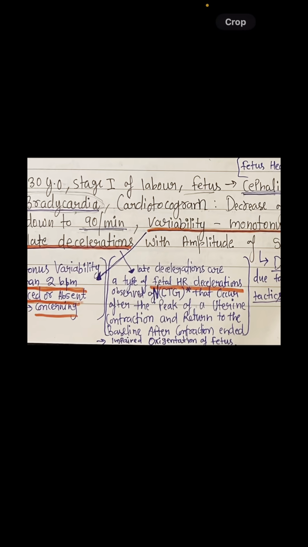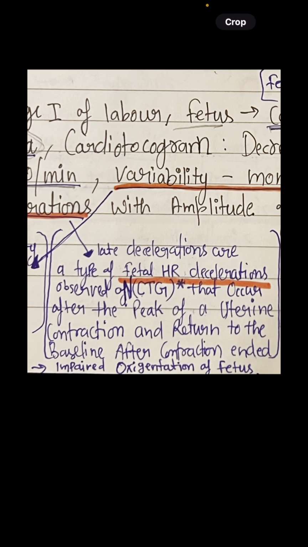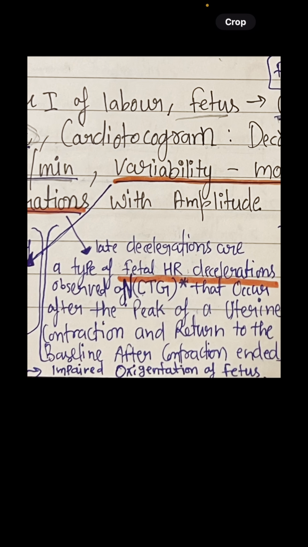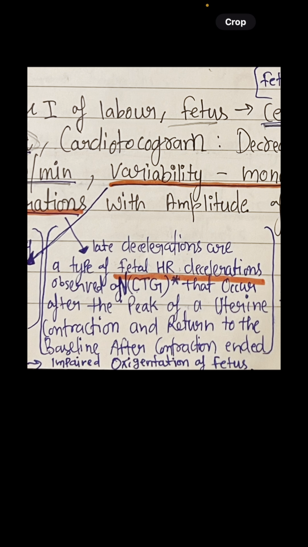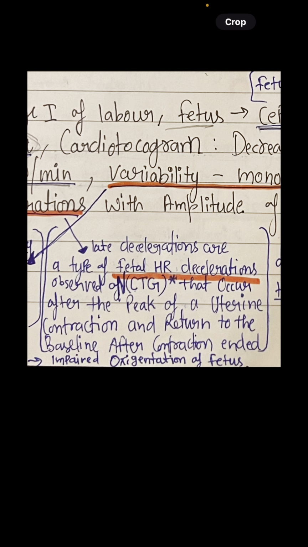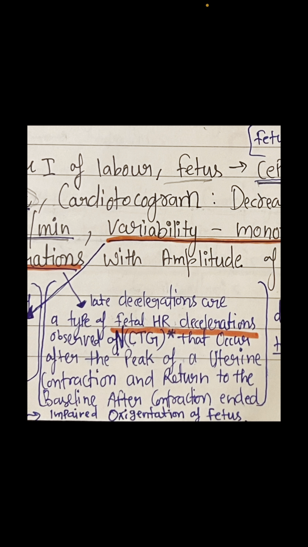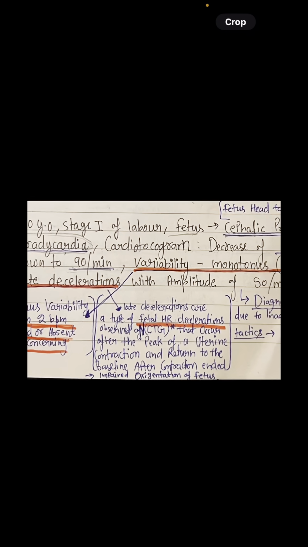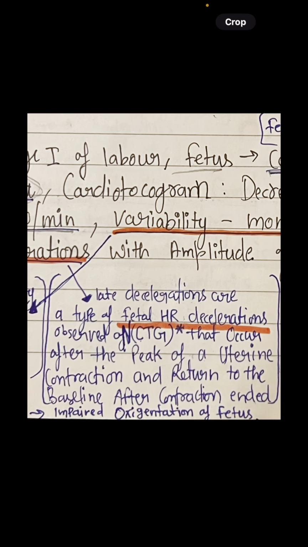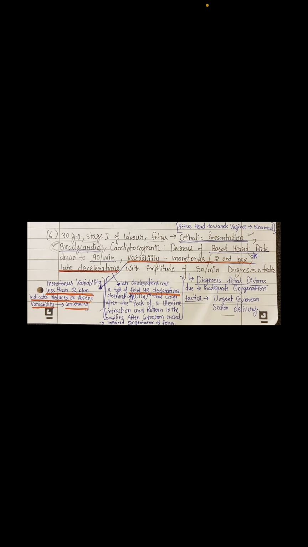Late decelerations. Late deceleration I have explained here. Late decelerations are a type of fetal heart decelerations observed on the cardiotocogram that occur after the peak of a uterine contraction and return to the baseline after the contraction has ended. So this is simply the result of impaired oxygenation of the fetus.